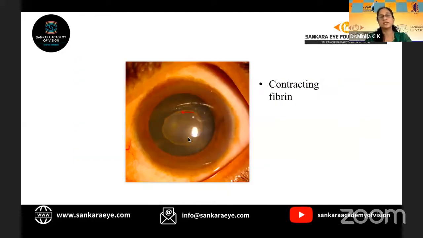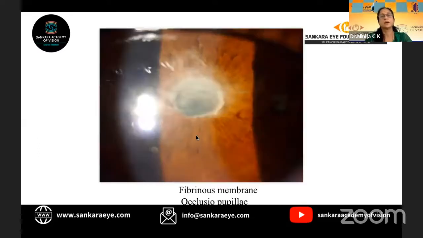So this is a case on treatment with topical steroids. You can see the contracting membrane. The other terminologies are fibrinous membrane and occlusio pupillae in a case of anterior uveitis.